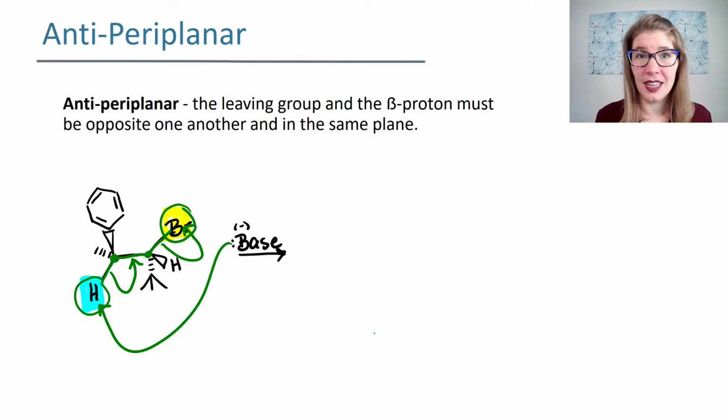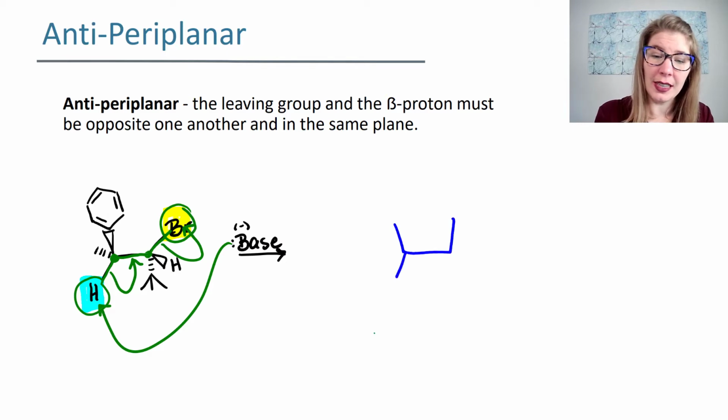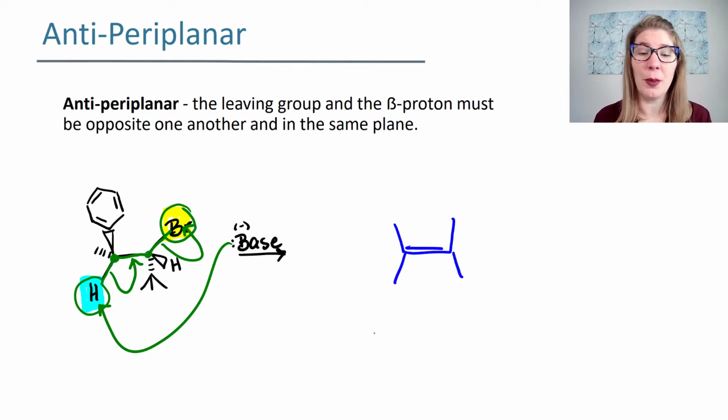When this happens, the key is you can really only form one product, and the wedges and dashes that you're seeing for the other groups that are present are going to dictate what your product is going to be. What I mean by that is once the hydrogen, the beta proton, and the bromine are gone, you're going to have something that looks like this, where you just formed a pi bond. But now the carbons that were your alpha and your beta carbon are now sp2 hybridized, which means they're in the plane of the page.